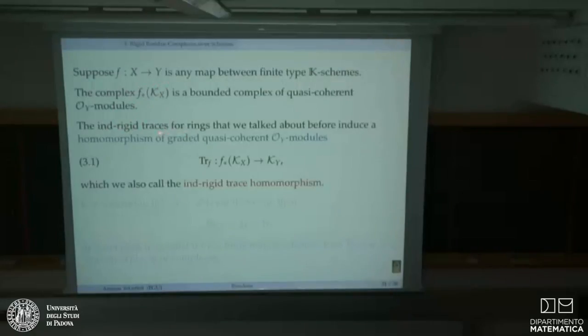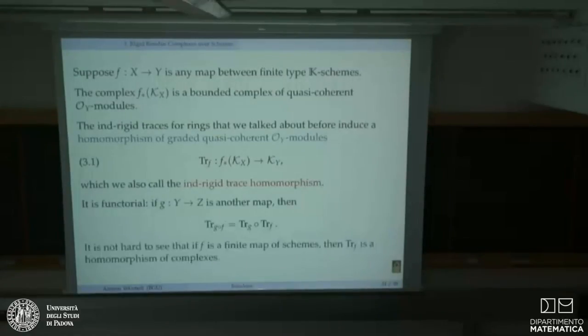If you have a homomorphism between finite type schemes with no additional constraints, then there is this rigid trace, which is just a graded homomorphism of quasi-coherent sheaves, and it's functorial. Likewise there is the localization, and localization commutes with these traces. So the gluing here is very simple-minded once we have this extremely strong rigidity.